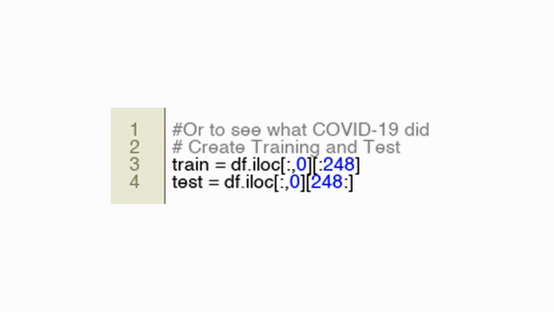This code splits a data frame into training and test data to study COVID-19 effects. The training data includes information up to row 247, and the test data begins from row 248, both taken from the first column. This enables the analysis of COVID-19's impact using the data.